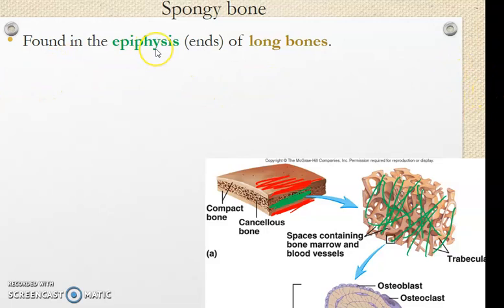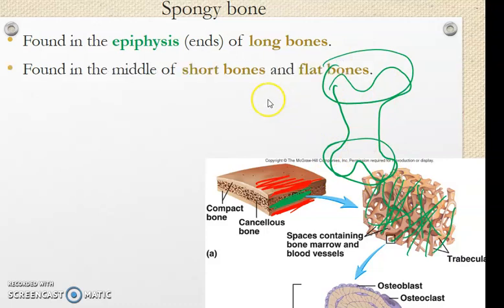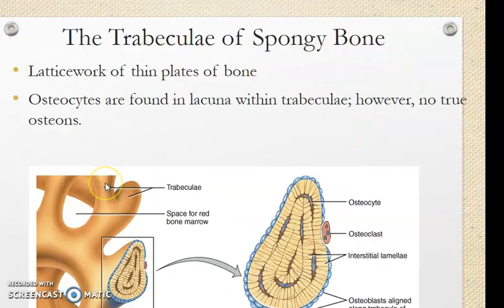So, spongy bone is found in the epiphysis of long bones. So if I draw my little dog bone like this, that would be the epiphysis, the ends of the long bone. It is found in the middle of short bone. So here's my short bone. Wow, it looks like a square. And in flat bone. So this is my flat bone. It looks like a sponge because of the airspace. Yeah, that looks like a sponge also.